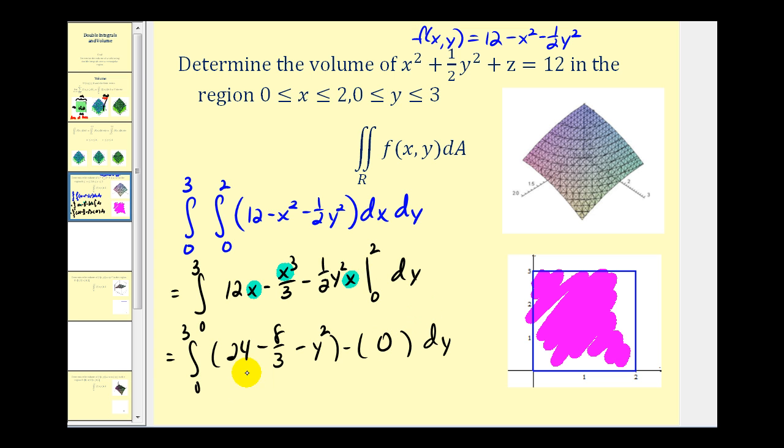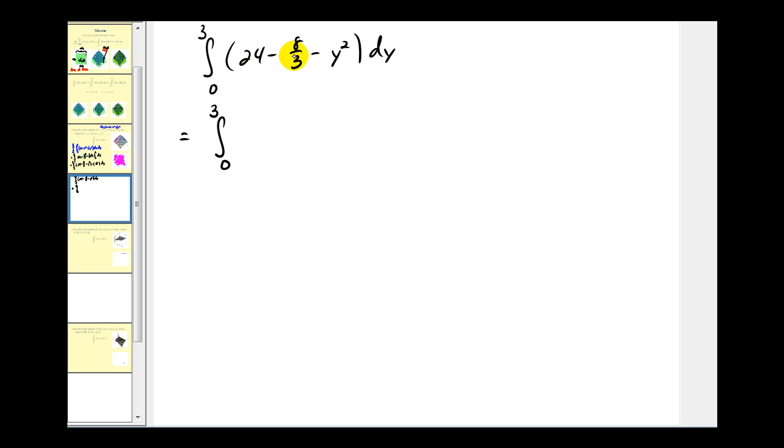Let's go ahead and finish this on the next slide. Let's go ahead and subtract these. We're going to have 64/3 minus y squared. And now we'll integrate with respect to y. We're going to have 64/3 y minus y to the third over 3.